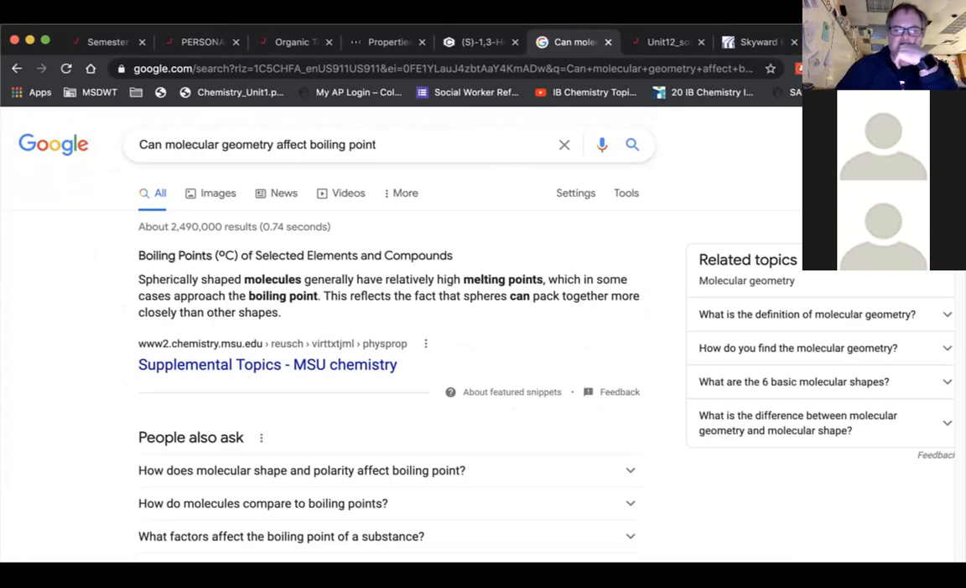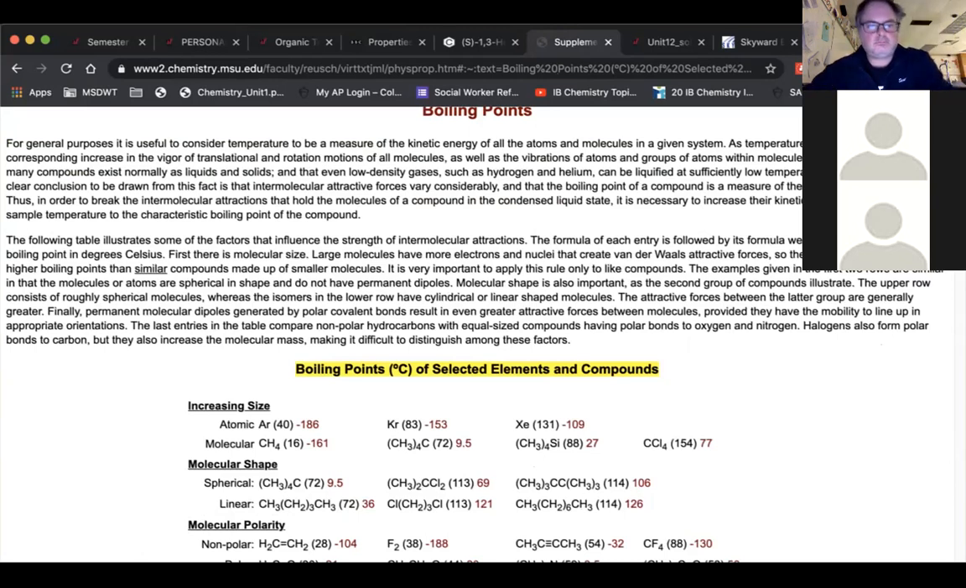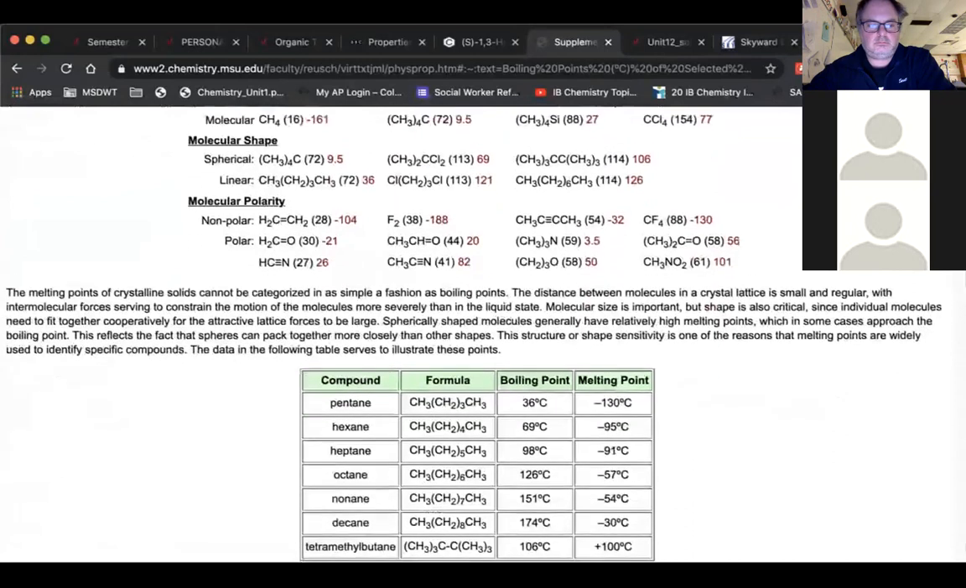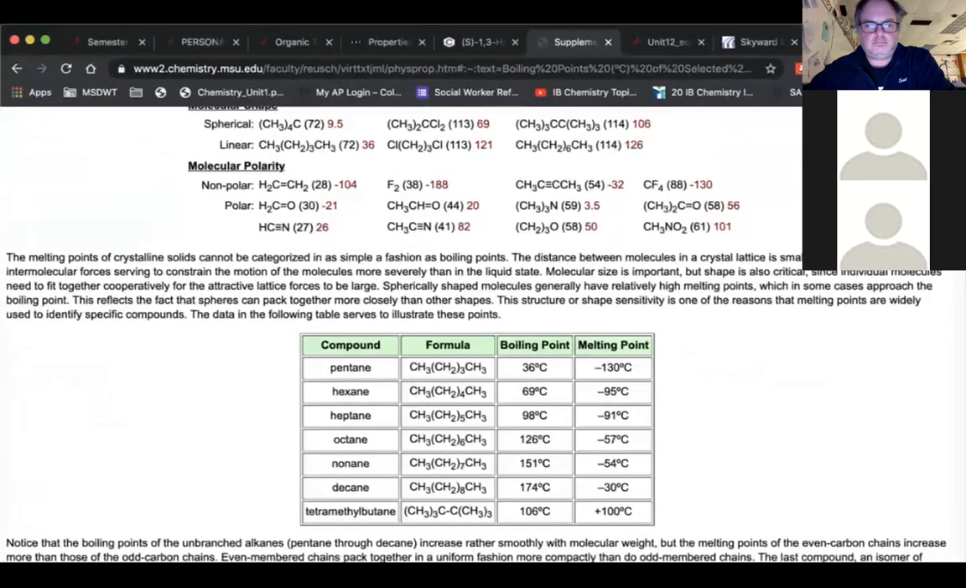And here we have something. Spherical shaped molecules generally have relatively higher boiling points. You want this site? Check, right? Sure.